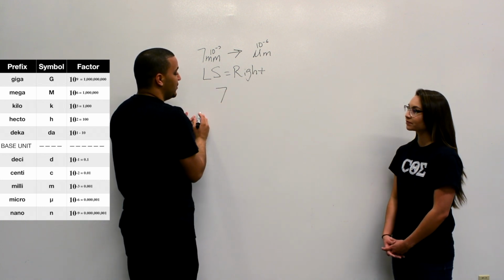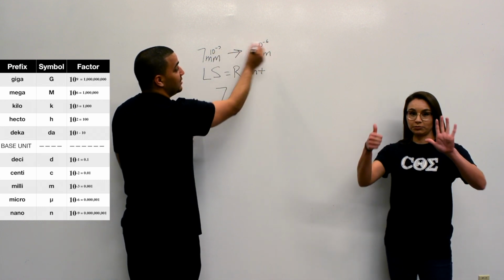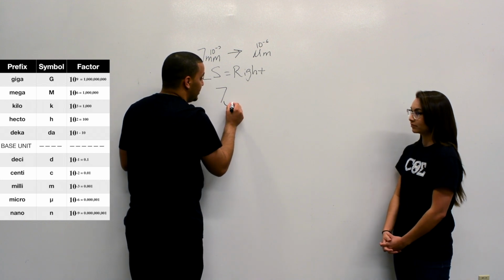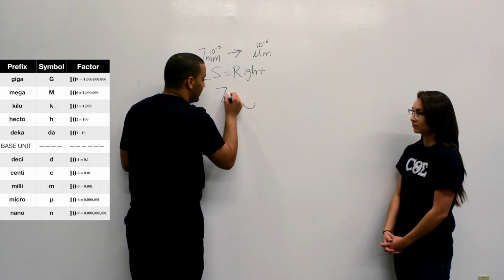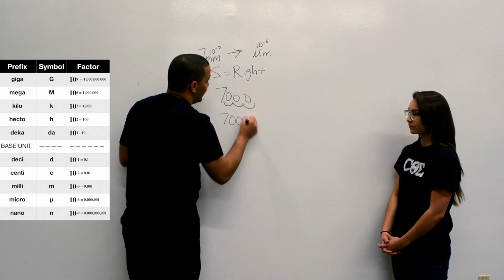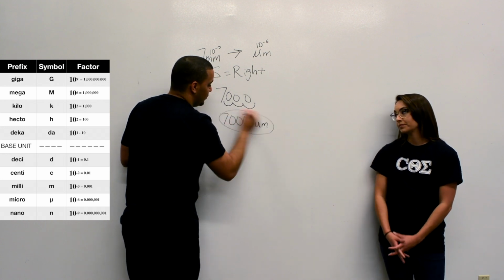So let's go right here. From 7 millimeters, we're moving over 3 spaces. 6 minus 3, 3 spaces. 1, 2, 3. And that ends up being 7,000 micrometers we just converted it to.